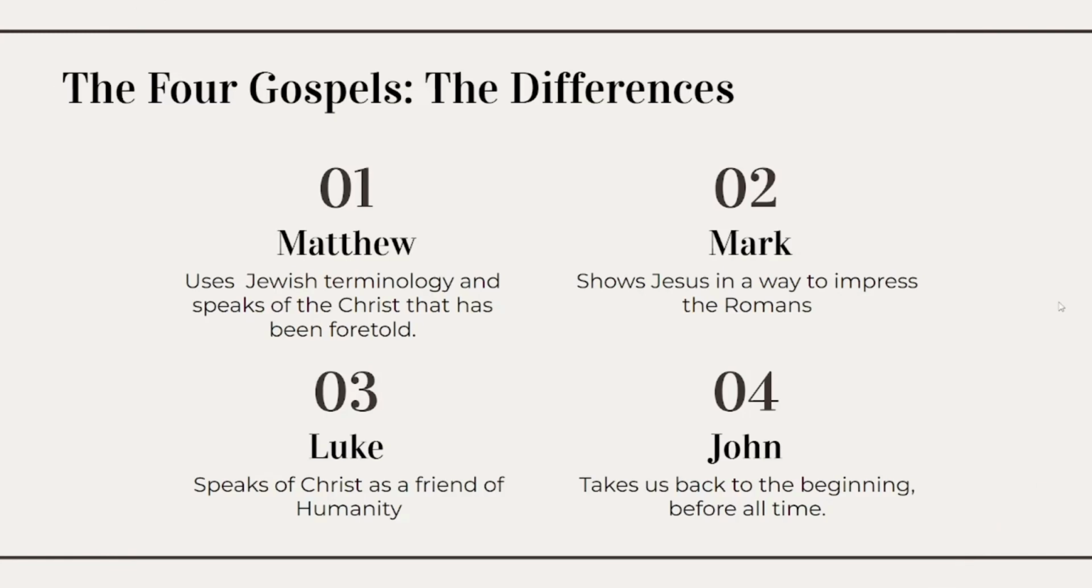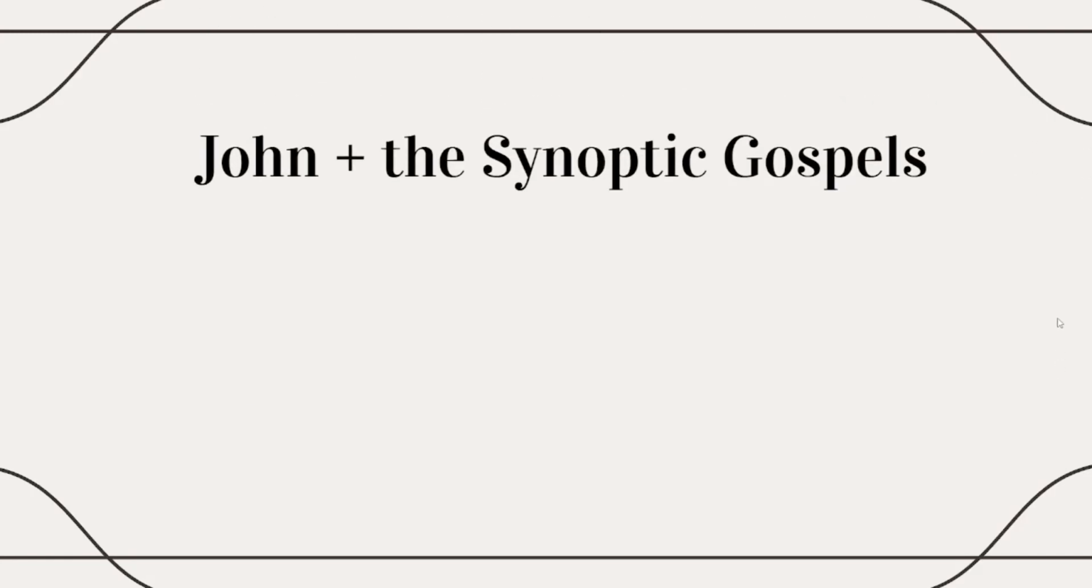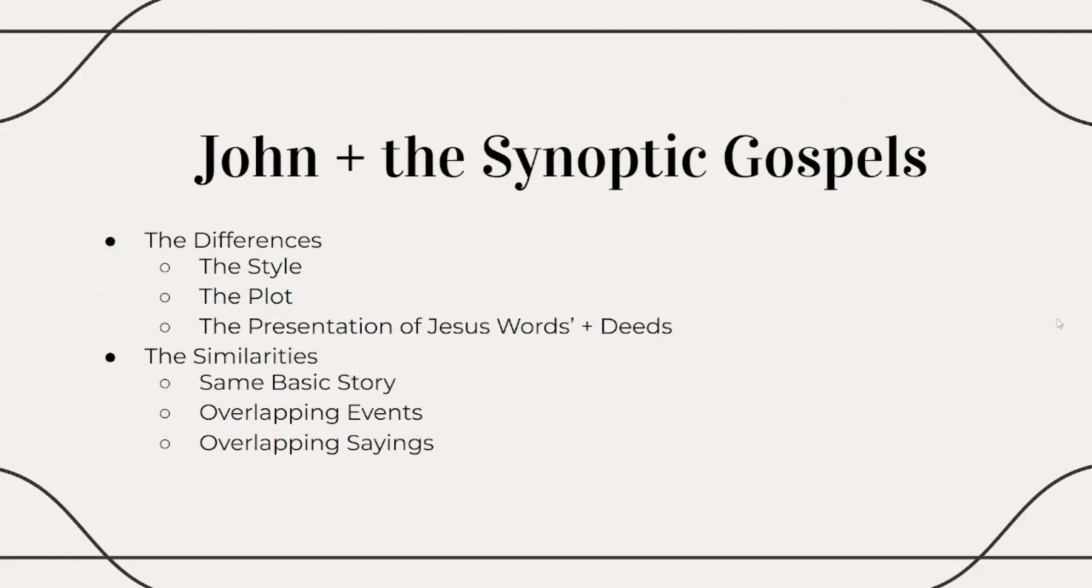John is very different from the rest of the books, and we're going to talk about that briefly here. There's differences in the style, the plot, and even the presentation of Jesus. The presentation, for example, in John's Gospel, we don't see Jesus perform an exorcism. Whereas in the Synoptic Gospels, that is a main feature of Jesus.